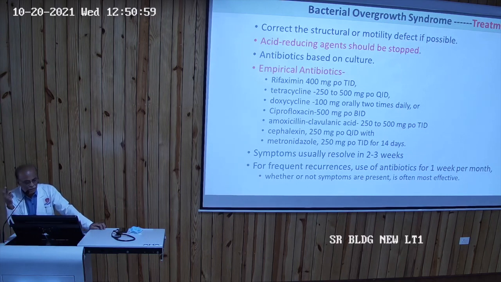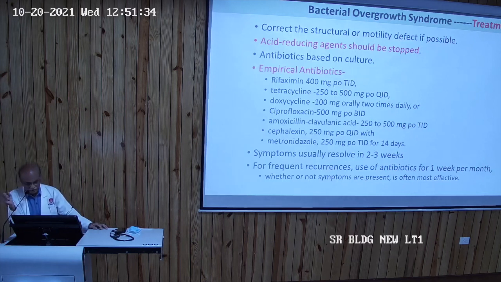In cases of achlorhydria or hypochlorhydria, patients complain of bloating symptoms. Due to malabsorption, because this is killing the normal bacterial organisms in the colon, normal homeostasis is disturbed, so it may lead to malabsorption. For empirical antibiotics nowadays, rifaximin is available, and also tetracycline, doxycycline, ciprofloxacin, Augmentin, cephalexin, metronidazole. So any antibiotic you can try.